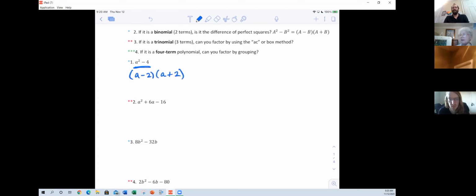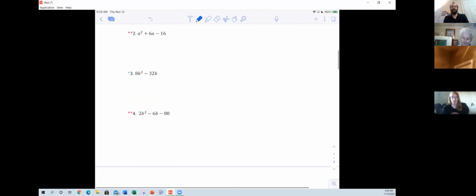Exactly. So if it's a binomial, first thing you say, is there a GCF? Nope, no GCF. Is it a difference of perfect squares? Yep, it is a difference of perfect squares. So I factored it that way. All right, so let's look at the next binomial.